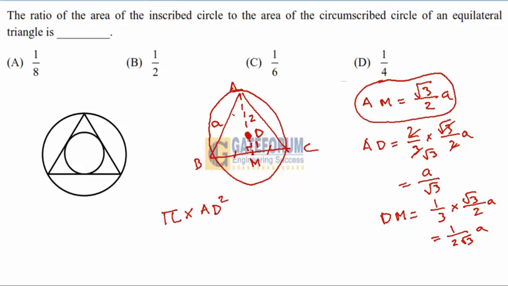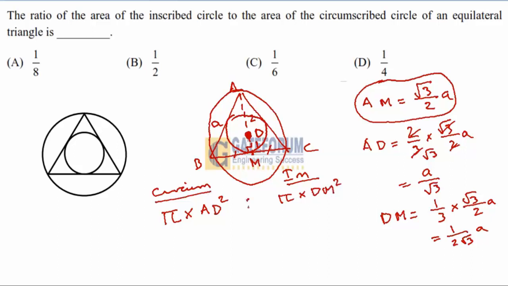Now, if we are drawing an incircle, this is known as an incircle. Circumscribed inside is an incircle. The center of this incircle is also the centroid. In case of an equilateral triangle, the center of this is also the centroid. But the radius now is DM. So we can say this is for the circumcircle. This is for the circumscribed circle. And for the inner circle, we can say that the area would be pi into DM square.